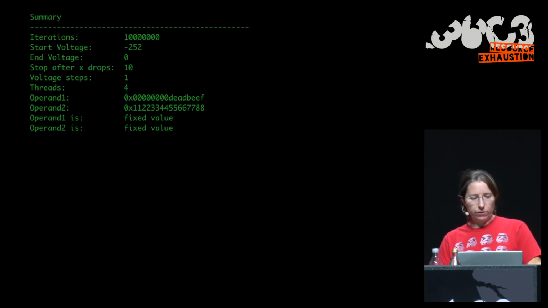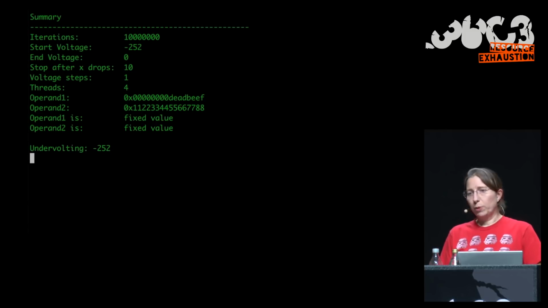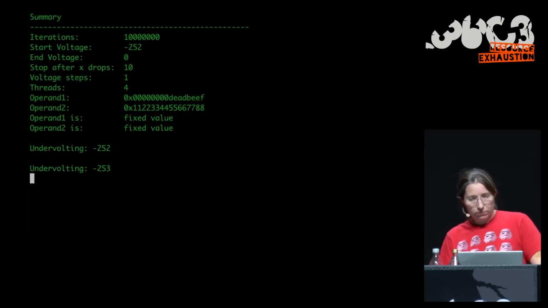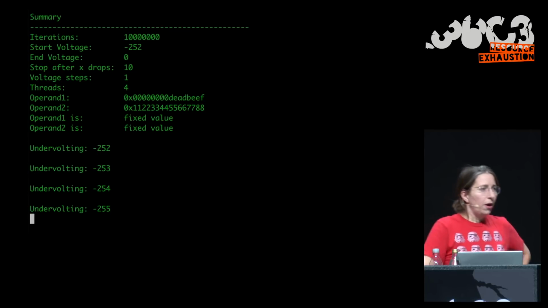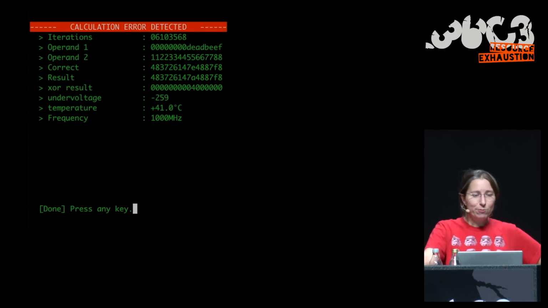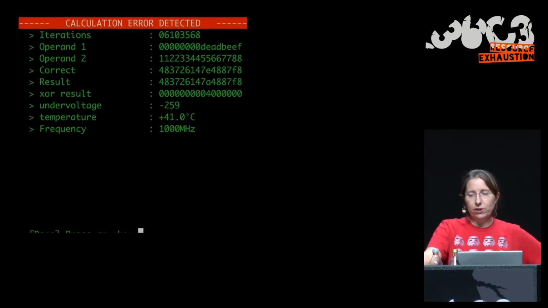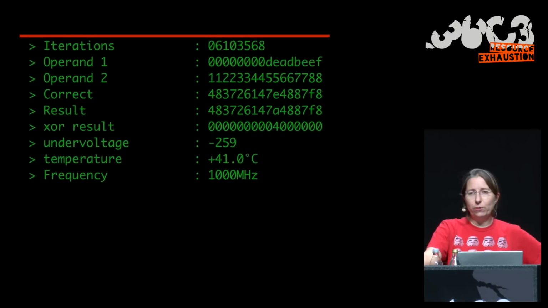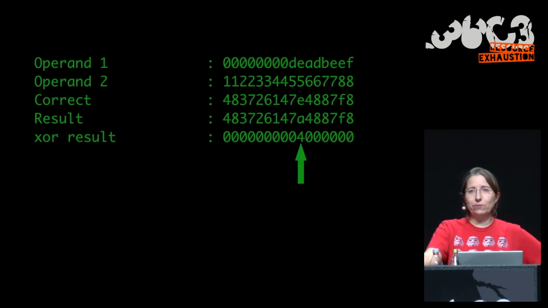So what we're going to do here is I'm just going to undervolt. And I'm going to undervolt while multiplying 0xdeadbeef by this really big number. I'm starting at minus 252 millivolts, and we're just going to see if I ever get out of this loop. But surely the system would just crash, right? You'd hope so, wouldn't you? Let's see. There we go. We got a fault. I was a bit gobsmacked when that happened, because the system didn't crash. So that doesn't look too good.